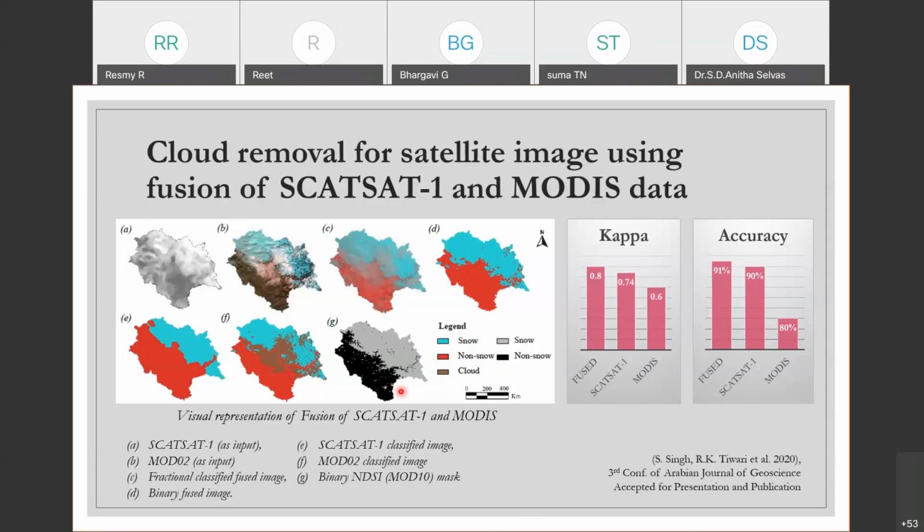Then we also use the unsupervised classification of dual polarized HH and VV SCATSAT-1 data. SCATSAT-1 offers an enhanced spatial resolution 2 km data product in the form of sigma naught and gamma naught. Both forms are available in two polarization modes, HH and VV. These were used to find out the backscatter coefficient over snow cover region.